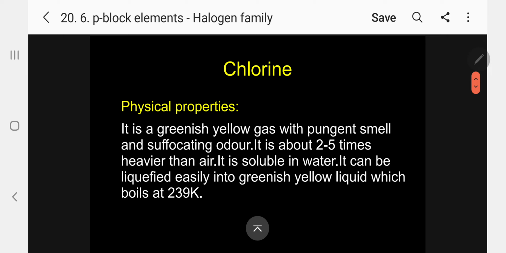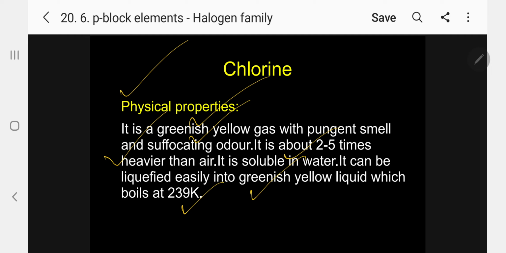Coming to properties, let me discuss physical properties first. It is a greenish yellow gas with a pungent smell and suffocating odor. It is about 2.5 times heavier than air. It is soluble in water. It can be liquefied easily into a greenish yellow liquid which boils at 239 Kelvin.